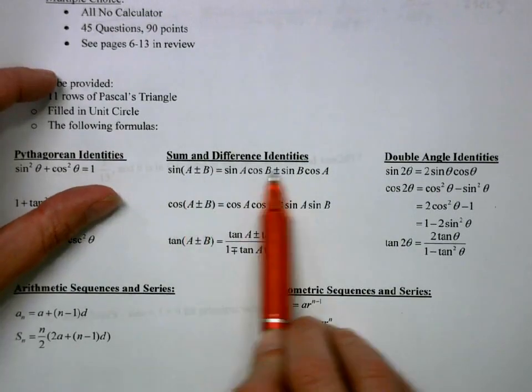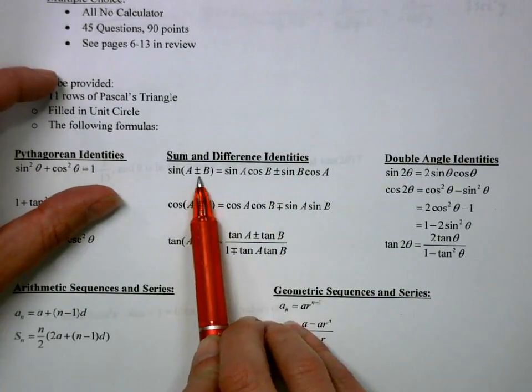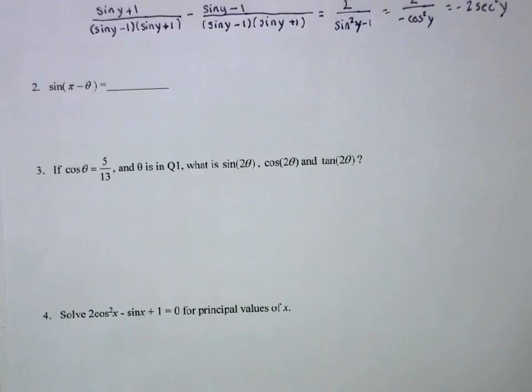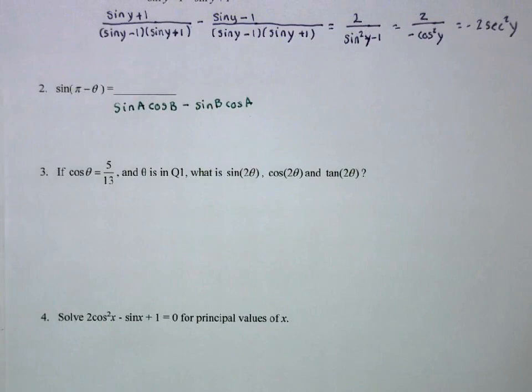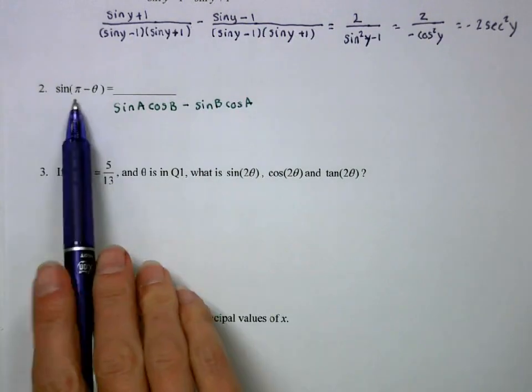So since this is minus, this will be minus. So I'm going to write that out first. So there's the general formula. Keep in mind these are all multiple choice, so the amount of work you show is up to you. Then I'm going to substitute in pi for A and theta for B.